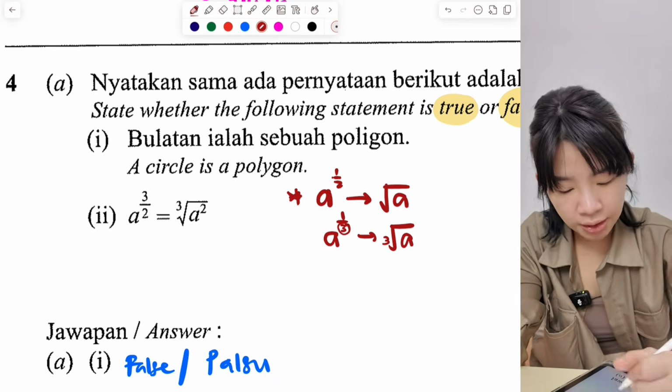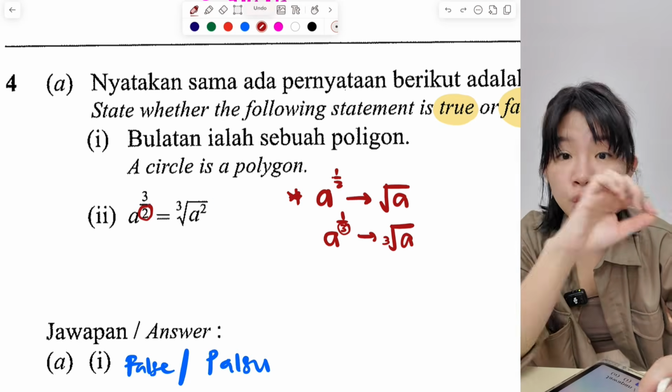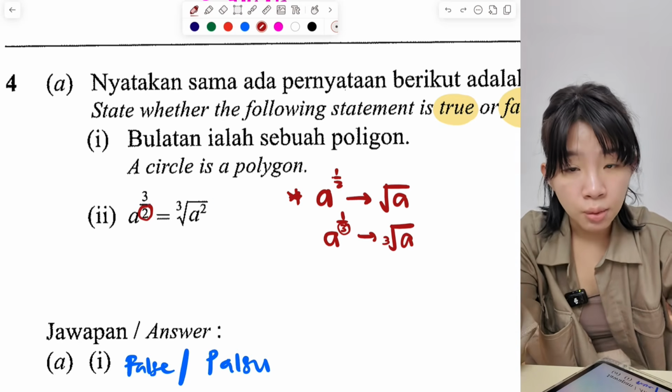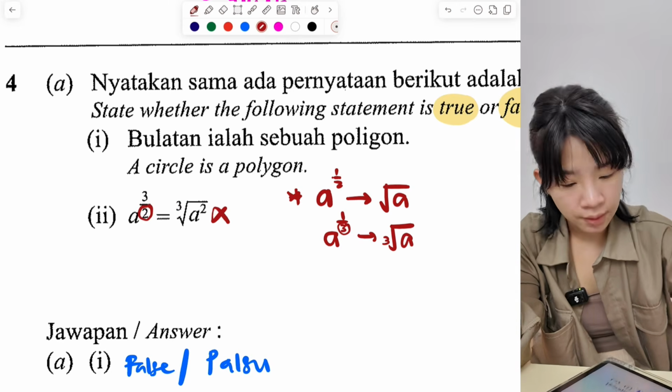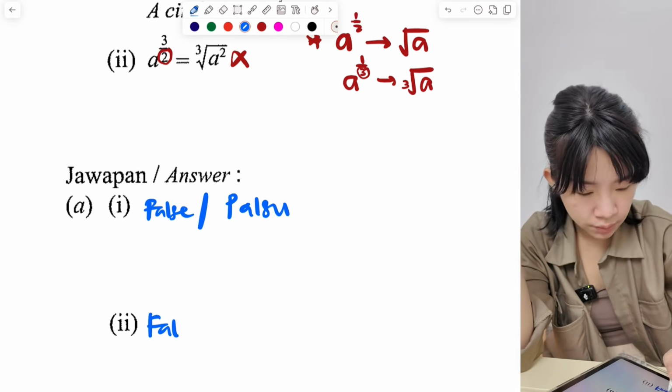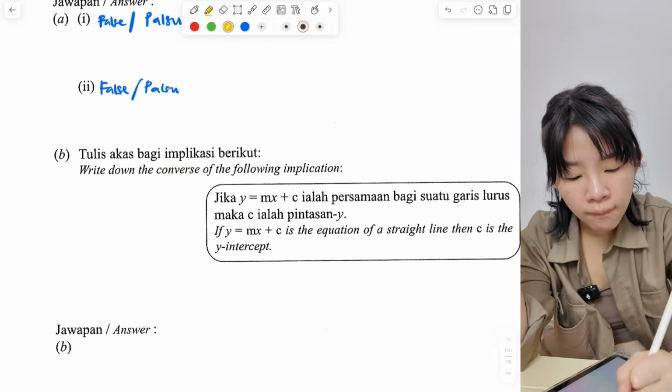Okay, so now go back to the question. The denominator is 2. So, this should be square root, correct? Punca kuasa 2. But they put cube root instead. So, this one is wrong. So, this is also false. Also palsu.